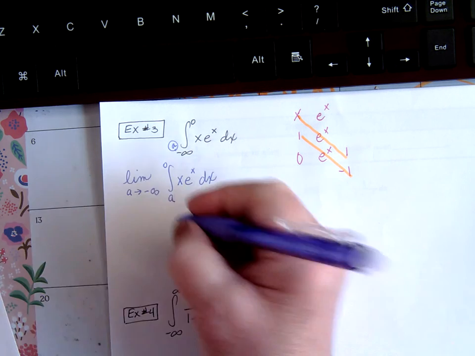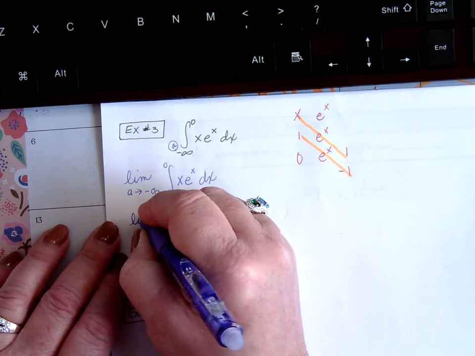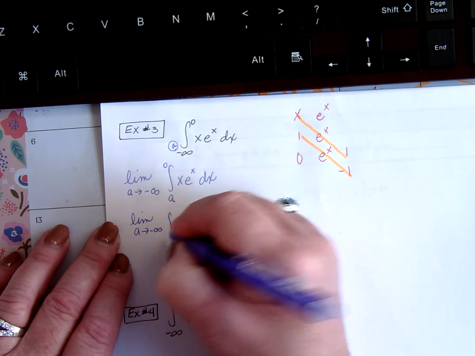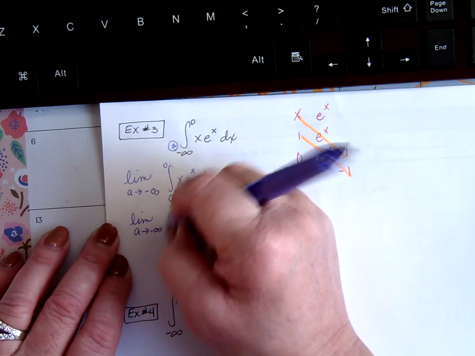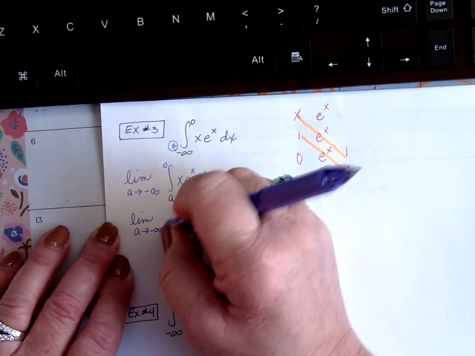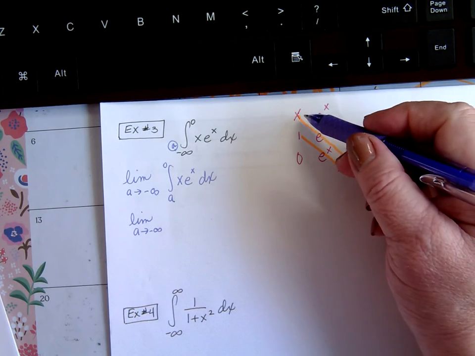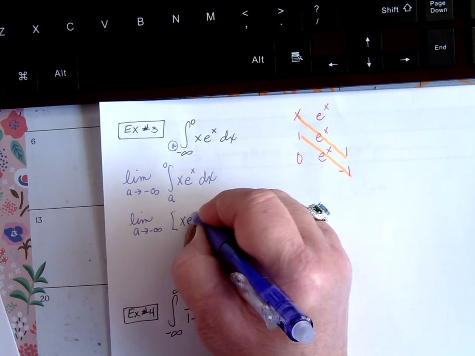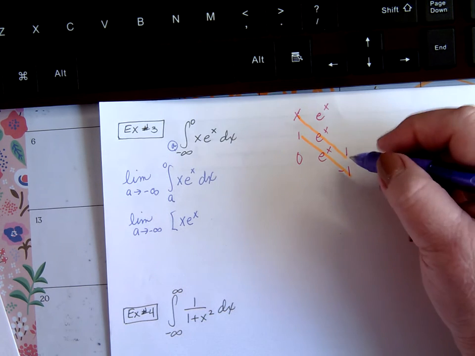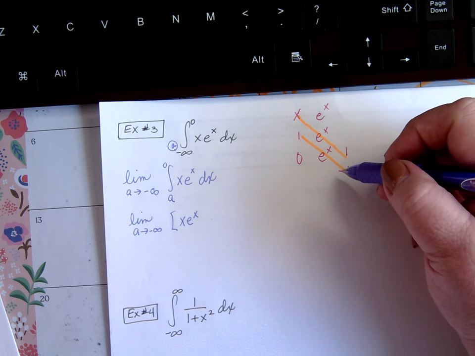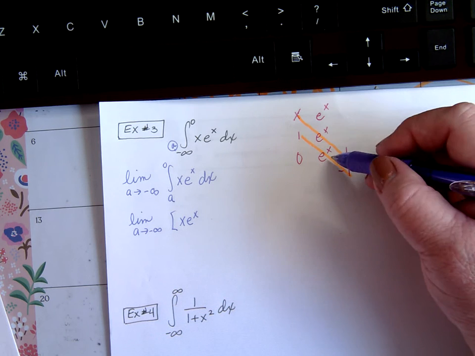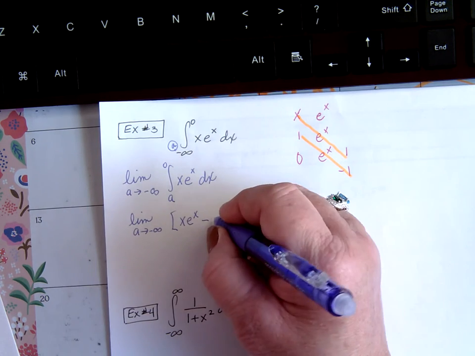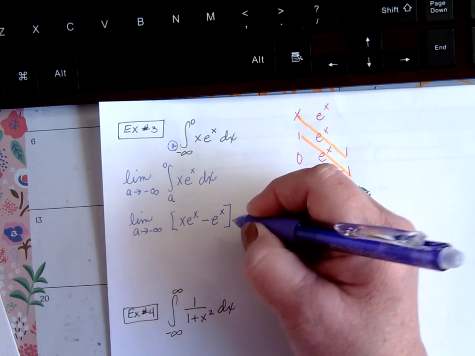So I still have the limit notation. The limit as a goes to negative infinity of the integral. Oh, wait, no, I don't need the integral anymore, right, because I'm going to put it out here. It is x times e to the x times 1, so it is an x e to the x. And then it is a minus negative 1 times e to the x times a negative 1 makes this a minus e to the x. And that is going from a to 0.